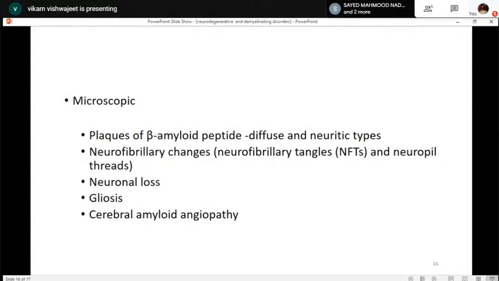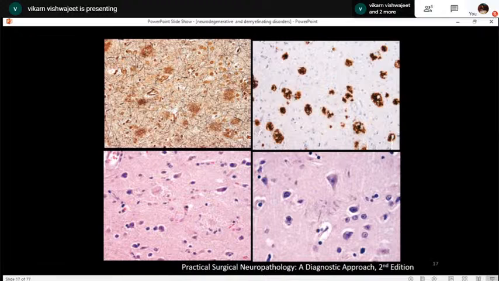So this is a picture of diffuse plaques. Usually diffuse plaques are not obvious or evident on light microscopy, so silver stains and IHC are often used for the diagnosis. So this is a case of diffuse plaque, and then downward shows presence of this neuritic plaque. So neuritic plaque has a dense eosinophilic core surrounded by dystrophic neurites.